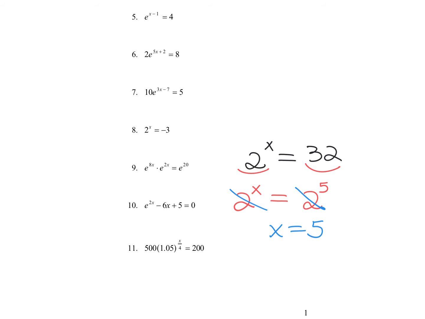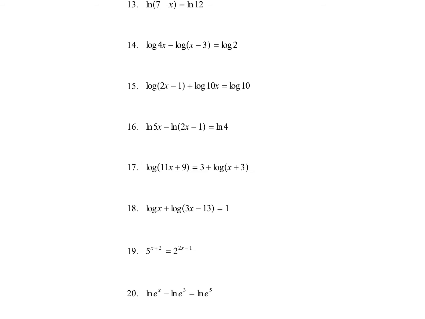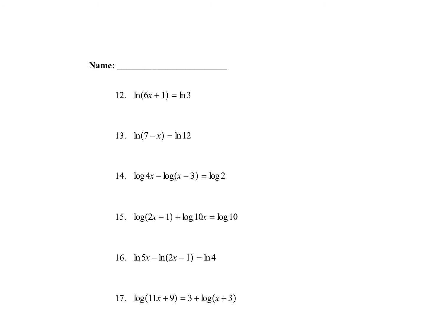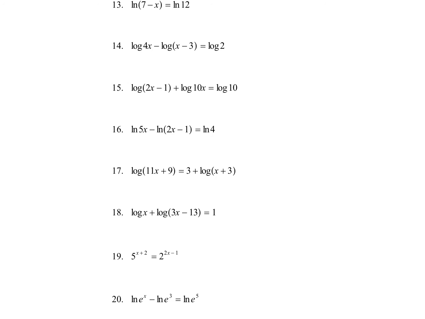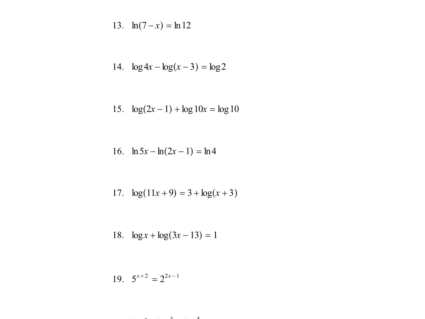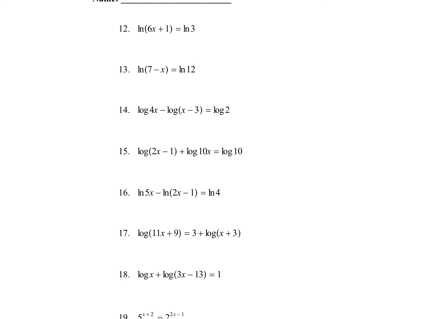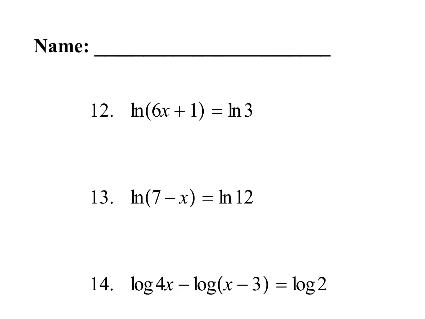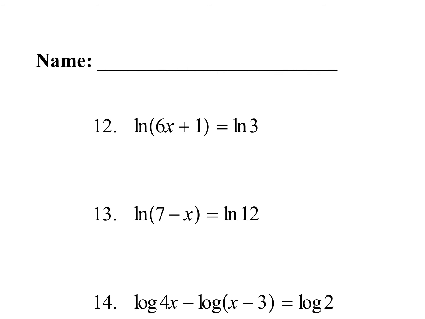Then if you see a question where you have a log on either side, let's see if any of these have that. So like, for example, here on number 12, notice there's an ln here and an ln here. I can apply the one-to-one property, get rid of ln, and then set this equal to each other. And then solve from there.